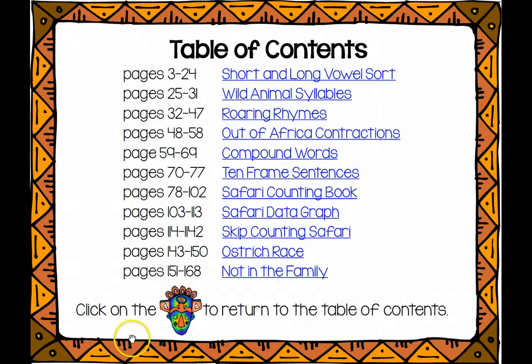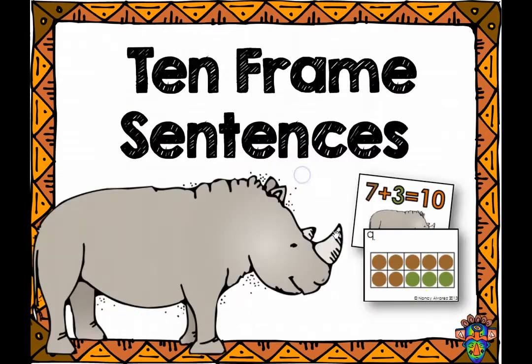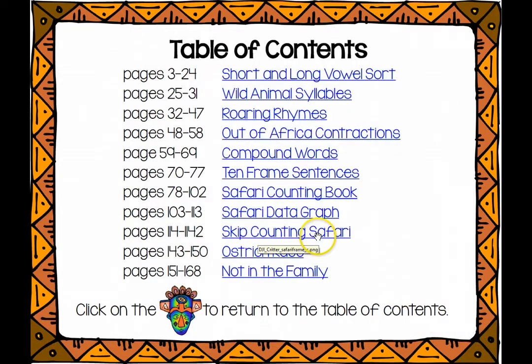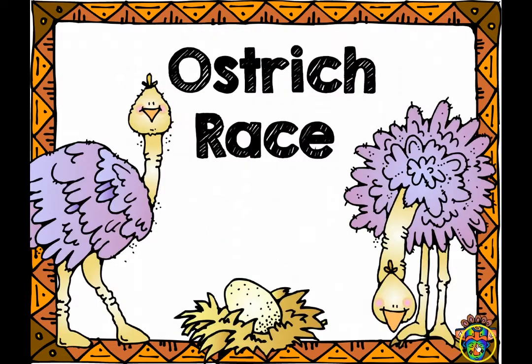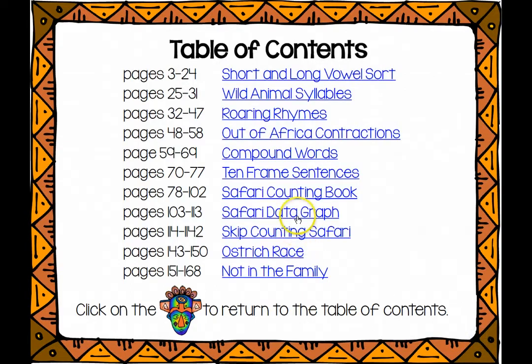There's 168 pages. So what I've done is created hyperlinks to the different activities so that you can get from one activity to the next fairly easily. And what you do is just click on the African mask and it will take you back to the table of contents. So let's look at the first activity.